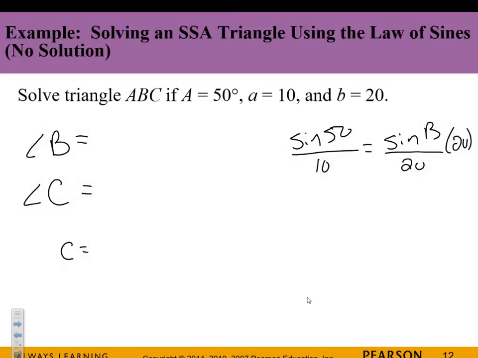So now I'm going to multiply both sides by 20. Oh, sorry, I crossed out the wrong ones. So 20 times sine 50 over 10 is equal to sine B. The 20 and the 10 will simplify, won't it? Oh, no, 2. Thank you. So 2 times sine of 50 is equal to 1.53. Yeah, I got it.